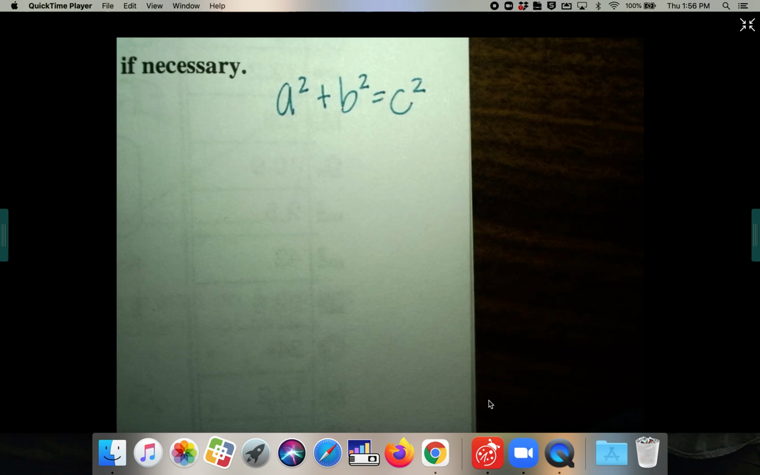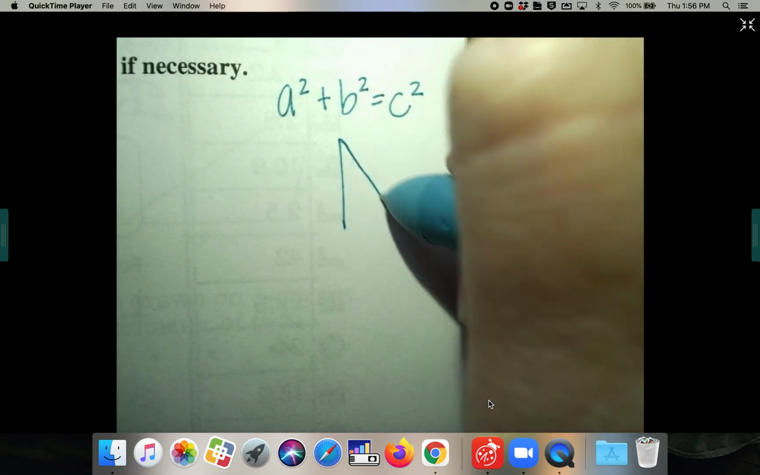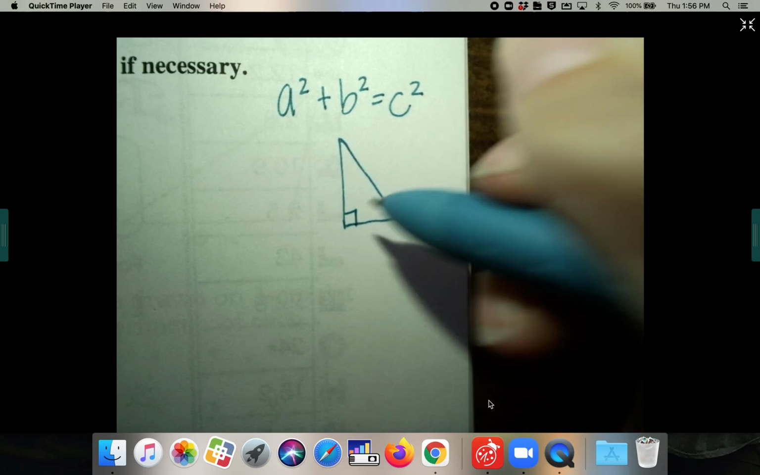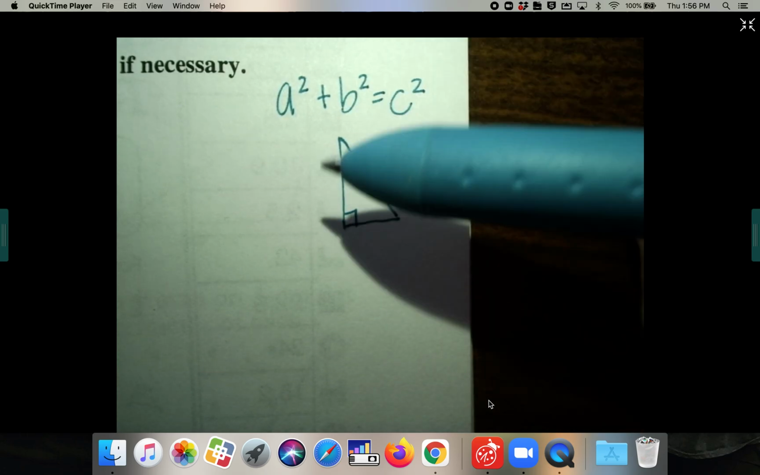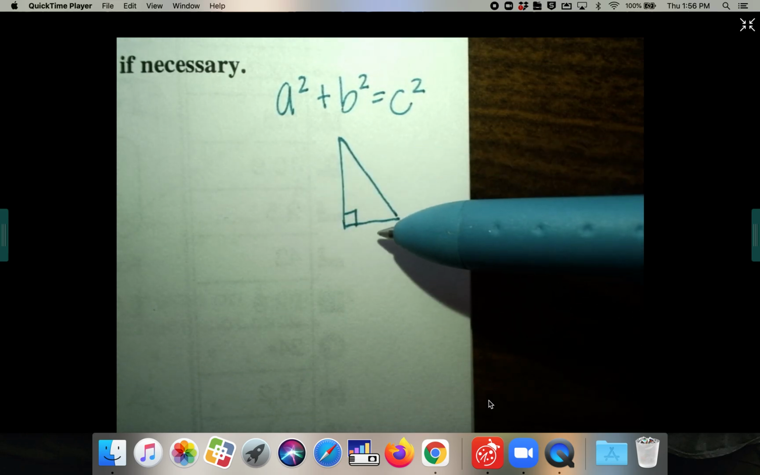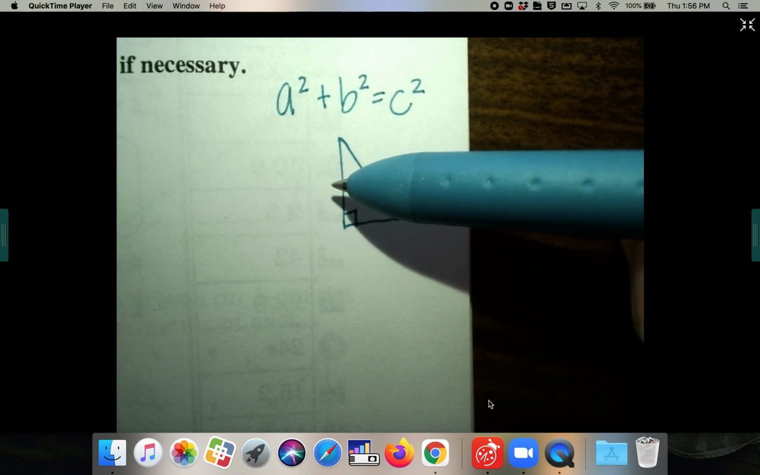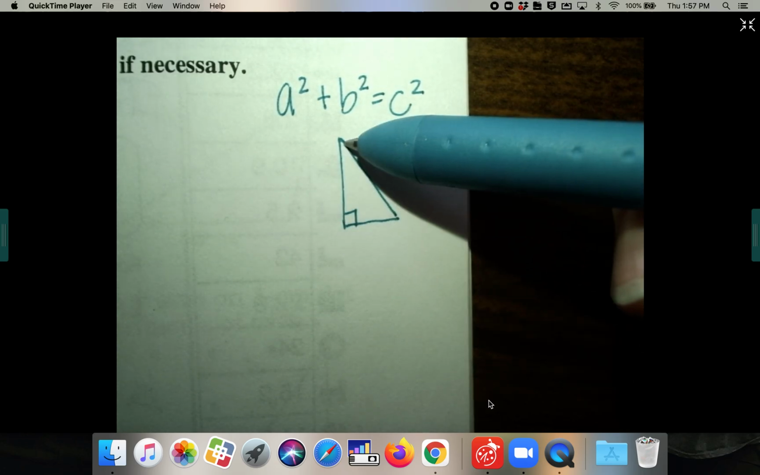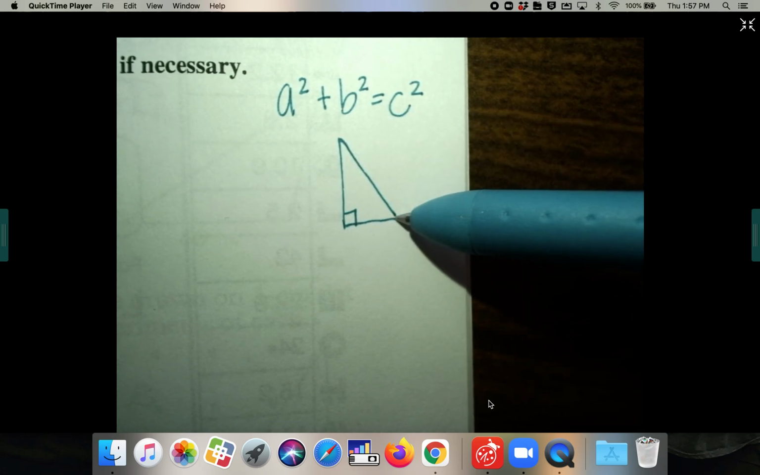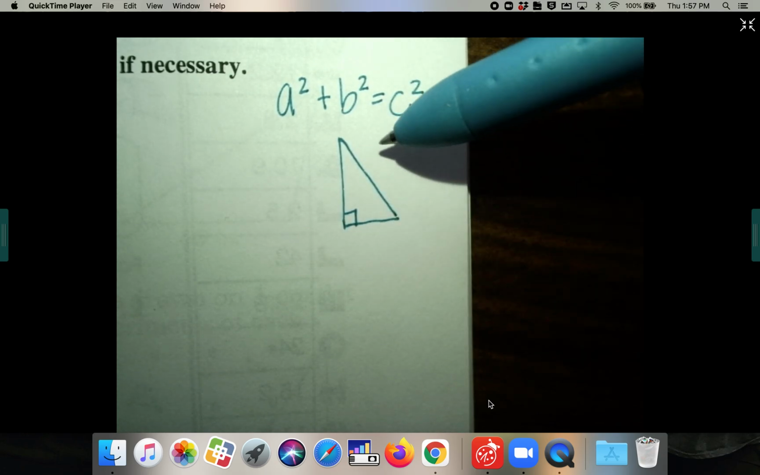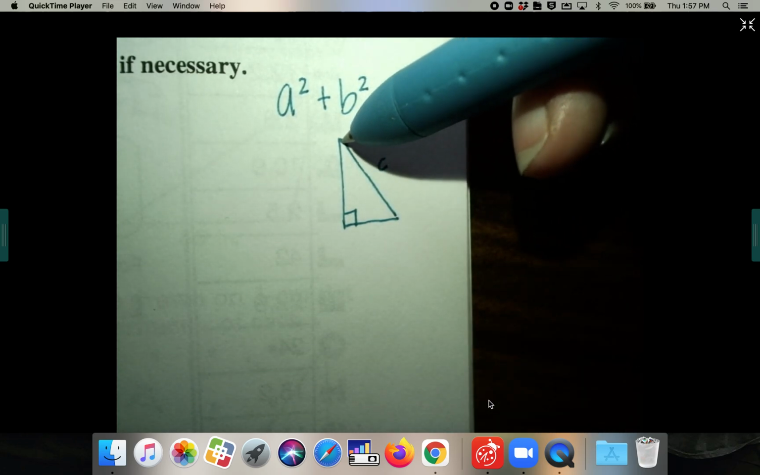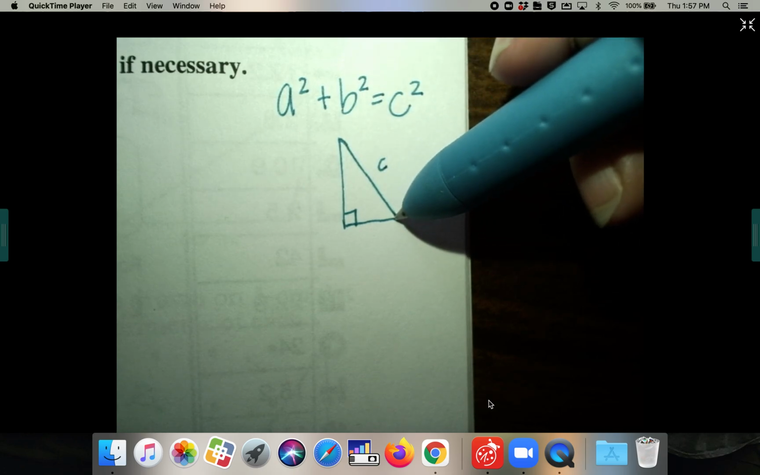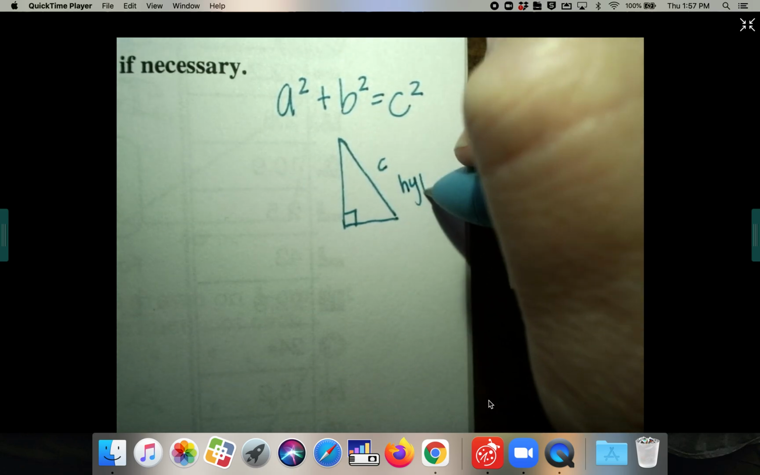Important things to remember: this only works in right triangles. The a and the b are the two legs. This could be a and this could be b, or the other way around. The order of a and b doesn't matter as long as they are the two legs which make up the right angle. The longest side has to be the c, and the c side is called the hypotenuse.